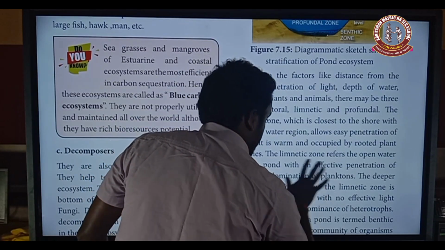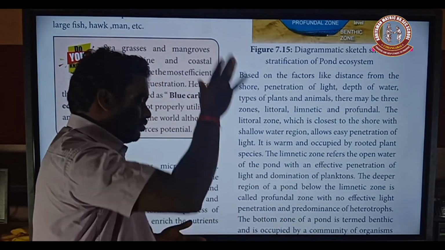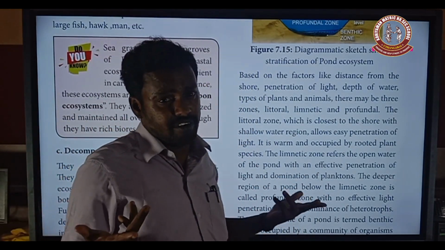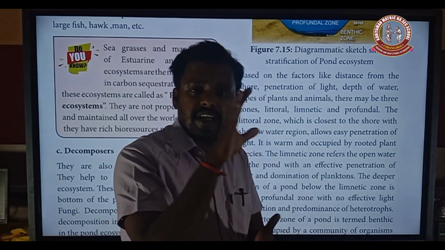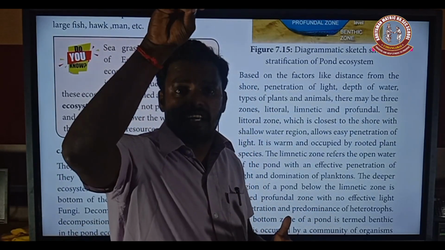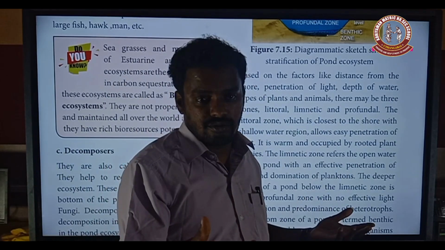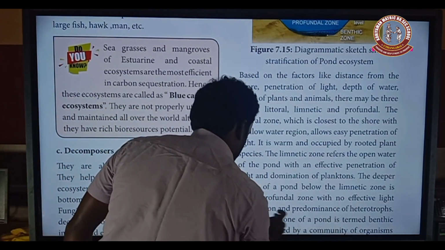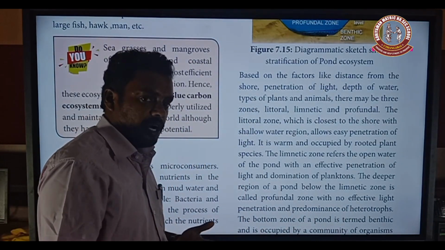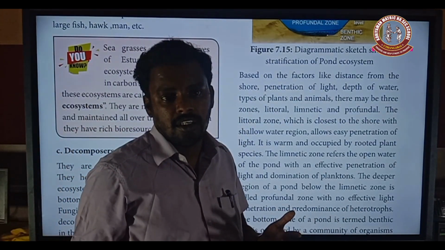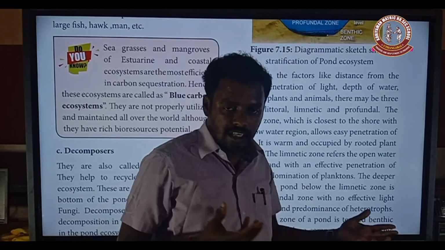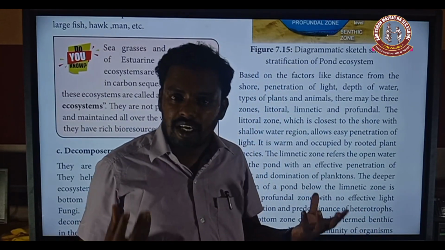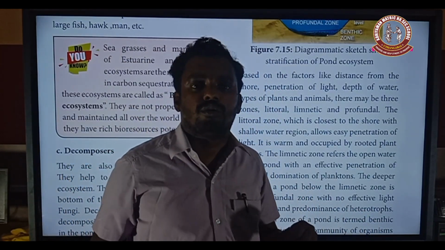The deeper region of the pond below the limnetic zone is called the profundal zone, with no effective light penetration, because it is a deeper region. The light energy cannot pass to the deeper region of the profundal zone. No effective light penetration and predominance of heterotrophs. What are heterotrophs? The organisms which cannot produce food material.